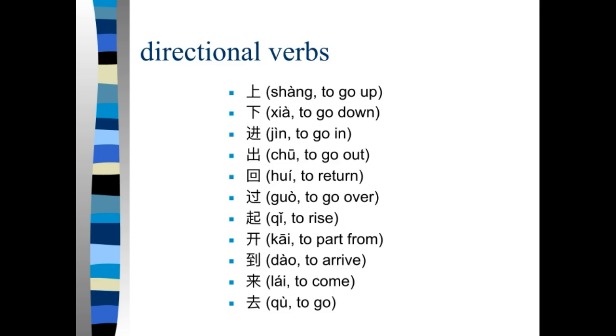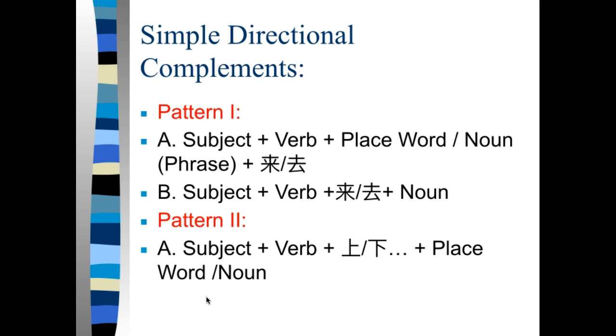So first, there are many kinds of direction words or direction verbs or complements. For example, 上,下,进,出,回,过,起,开,到,来,去. All these words describe certain directions. 来 and 去 are probably one of the most common, but you will see them all.